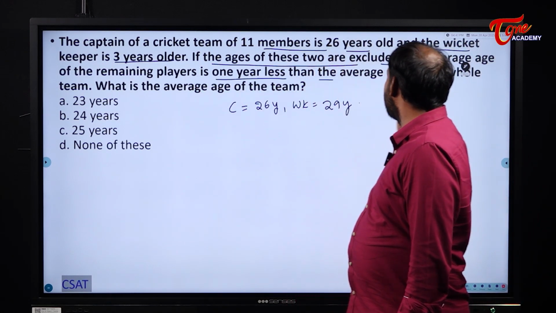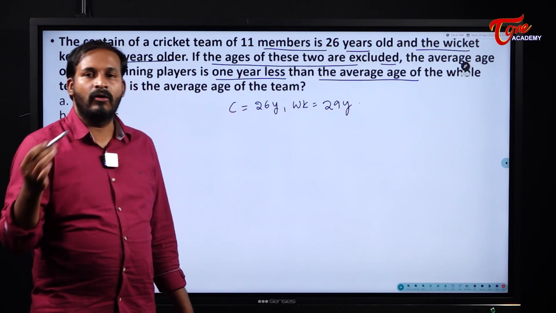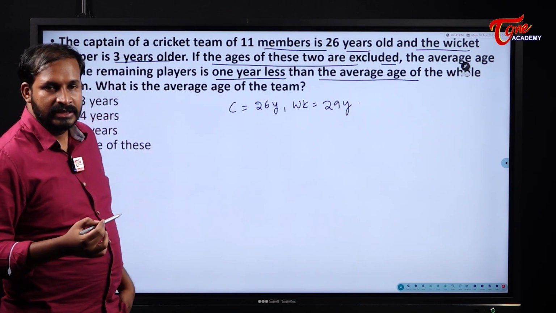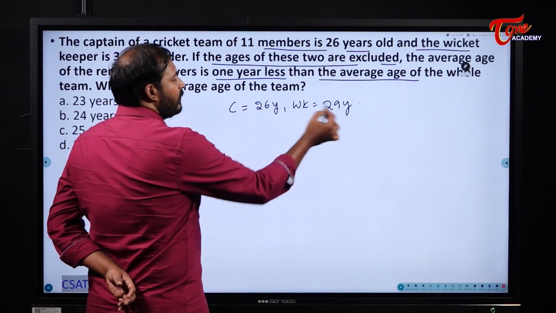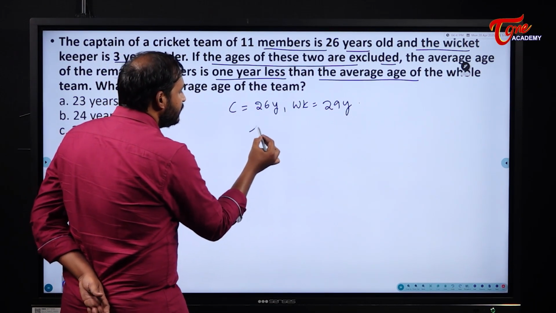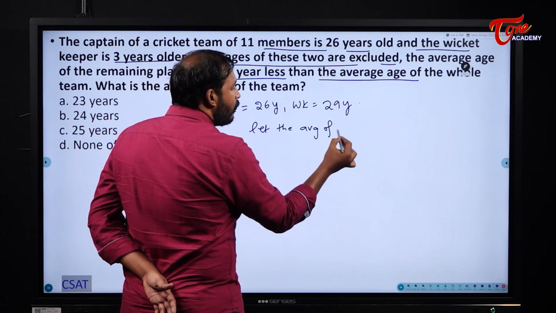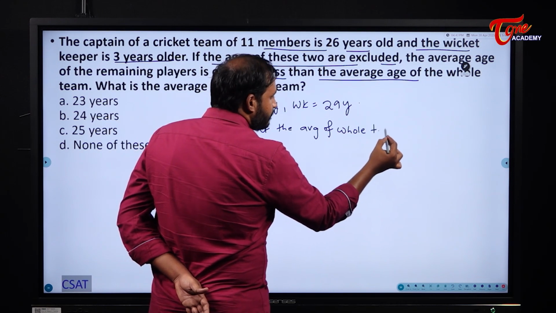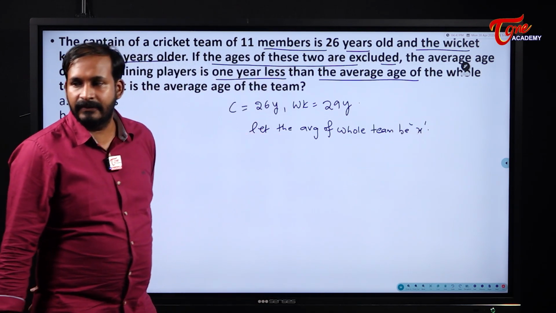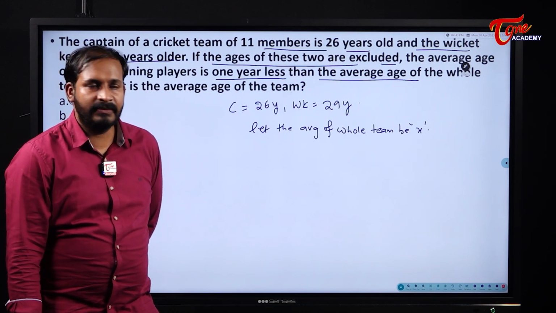If the ages of these two are excluded, the average age of the remaining players is 1 less than the average age of the whole team. Now see here, overall how many players will be there in a cricket team? 11 members. We don't know the total average also. Let us assume that the average of the whole team be X.